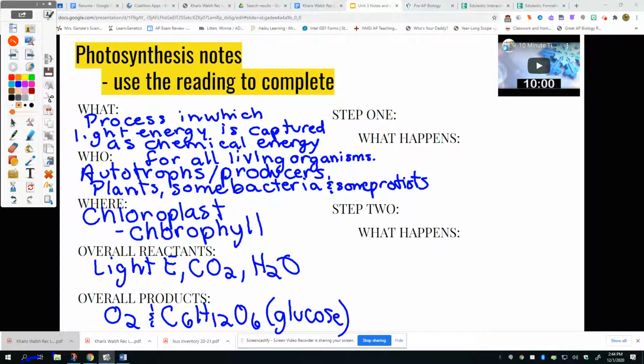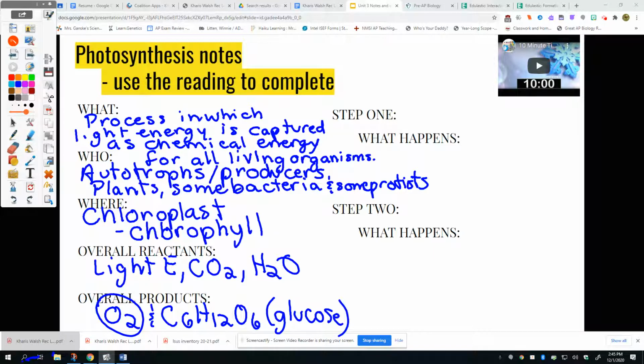Now, oxygen is a byproduct. It's not the purpose of photosynthesis. The purpose of photosynthesis is to capture energy in the form of glucose so that energy can be harnessed and used by a living organism. But oxygen is created as a byproduct, and we do need oxygen. It is really important.